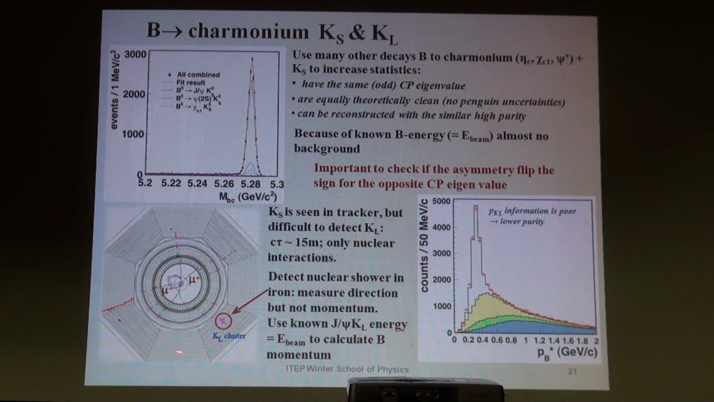We have an iron system around the detector where it stopped and finally produced some hadronic shower, which can be detected. So from this shower, we only get the direction of the KL0. We need to reconstruct its momentum if we would like to reconstruct the meson, but we don't know it. Fortunately, we have two pieces of information. We know the energy of the meson and we know the mass of the meson.